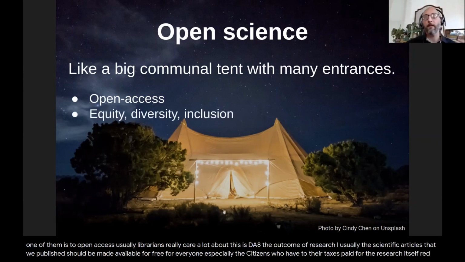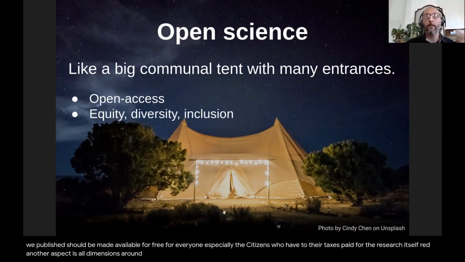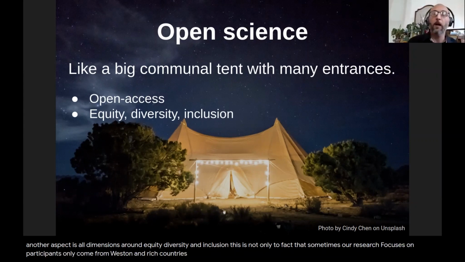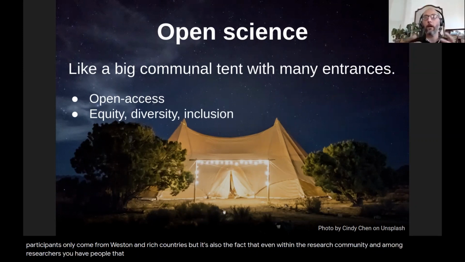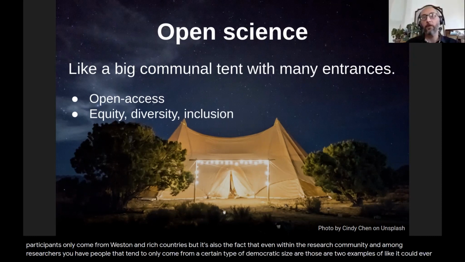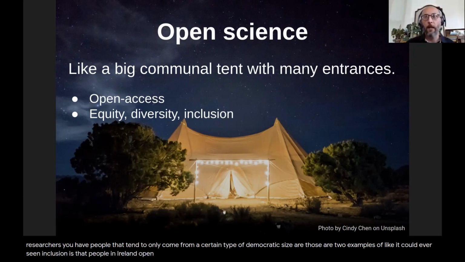Another aspect is all the dimensions around equity, diversity, and inclusion. This is not only the fact that sometimes our research just focuses on participants that only come from Western and rich countries, but it's also the fact that even within the research community and amongst researchers, you have people that tend to only come from a certain type of demographics, right? So those are two examples of equity, diversity, and inclusion that people in open science care about and try to work on.